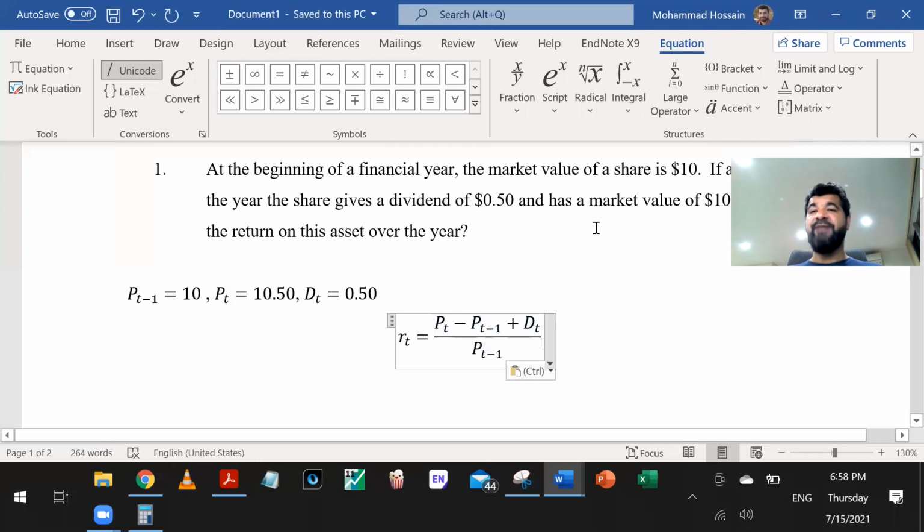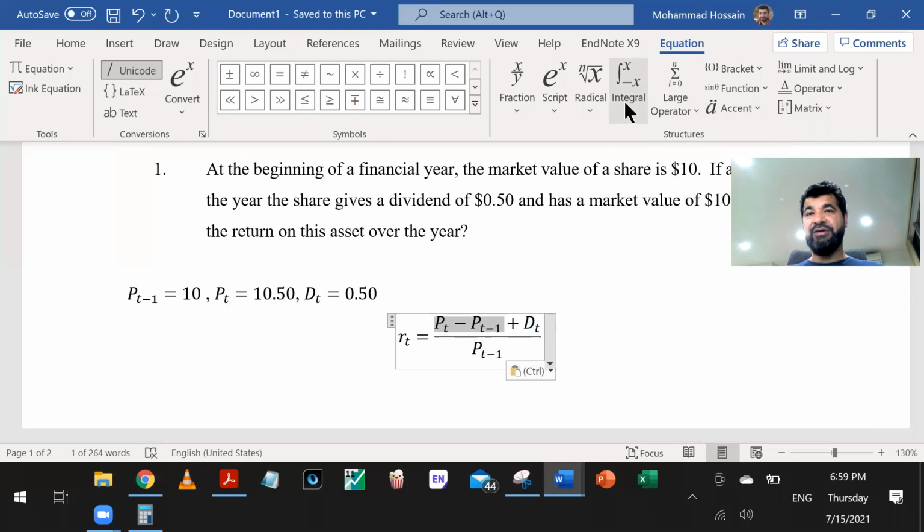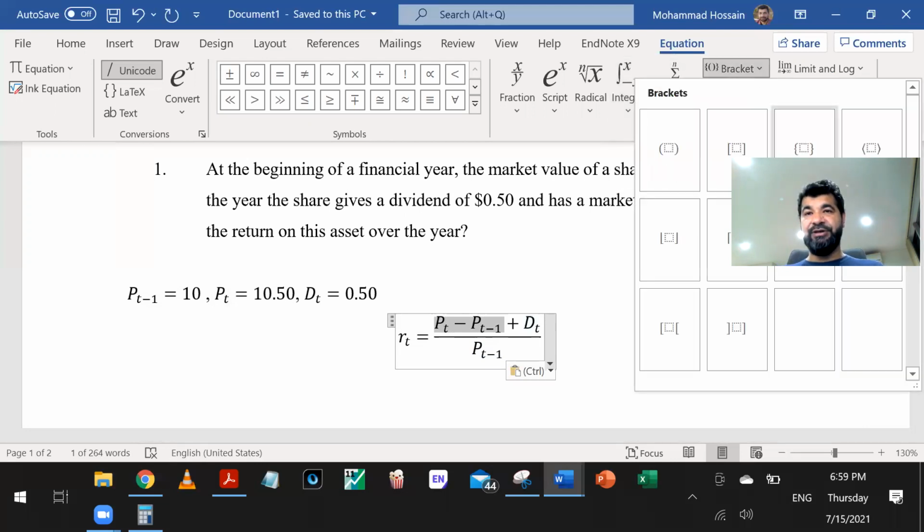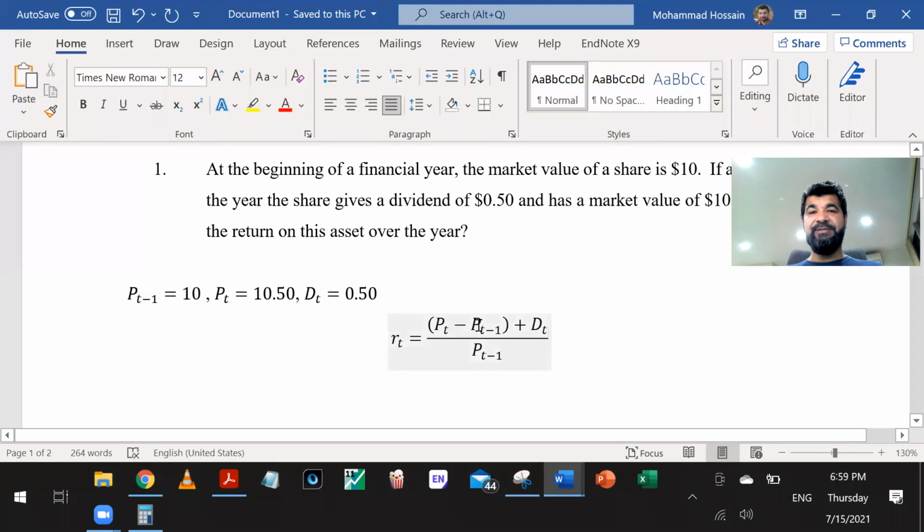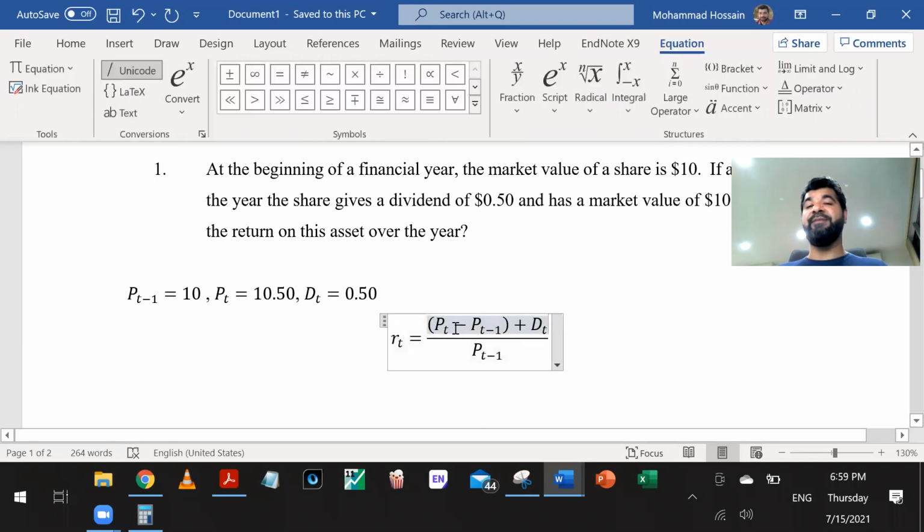What did we do? We are actually finding out here how much price has increased. So PT minus PT minus 1, I would like to put it into a bracket. That's our price has increased. So it was $10. Now it's $10.50. So 50 cents my price has increased of a share I have purchased. That's my gain. Plus how much dividend I have received. I have received also 50 cents. So it means $1 I have received in total. How much I invested? I invested $10. So 1 by 10, which will be 10%.